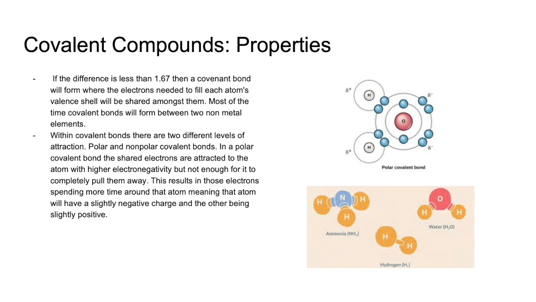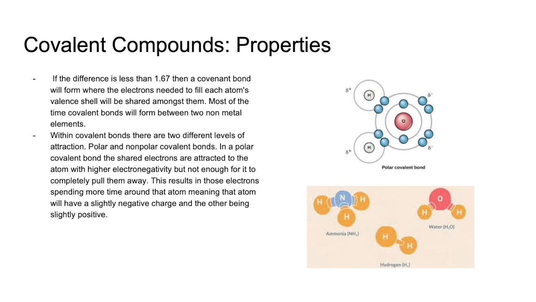So now, what are some properties of covalent compounds? If the difference is less than 1.67, then a covalent bond will form, where the electrons needed to fill each atom's valence shell will be shared amongst them. Most of the time, covalent bonds will form between 2 nonmetal elements. Within covalent bonds, there are 2 different levels of attraction: polar and nonpolar covalent bonds. In a polar covalent bond, the shared electrons are attracted to the atom with higher electronegativity, but not enough for it to pull them completely away.